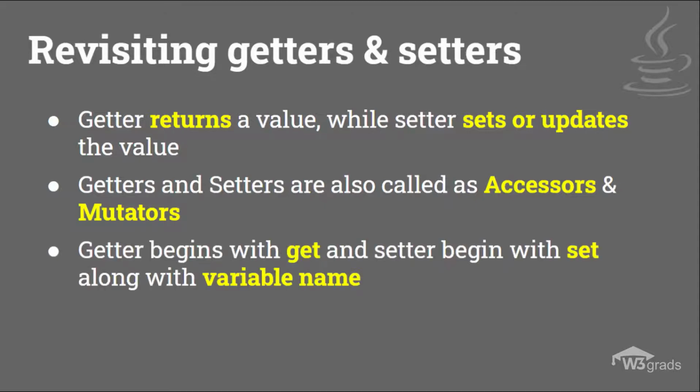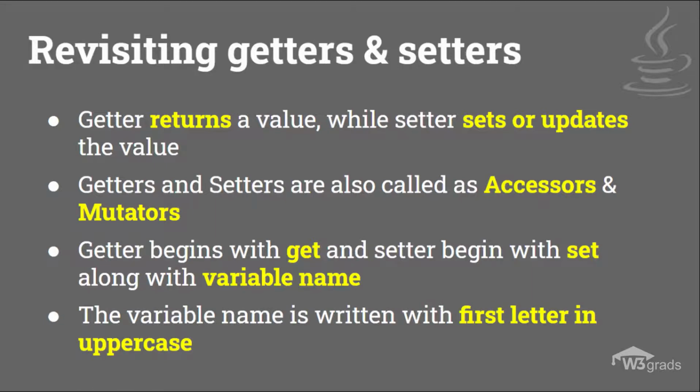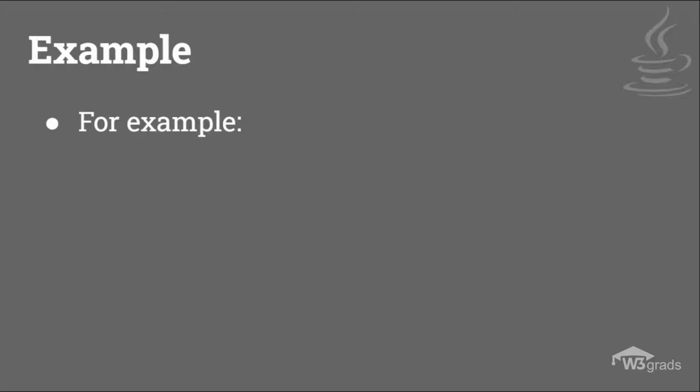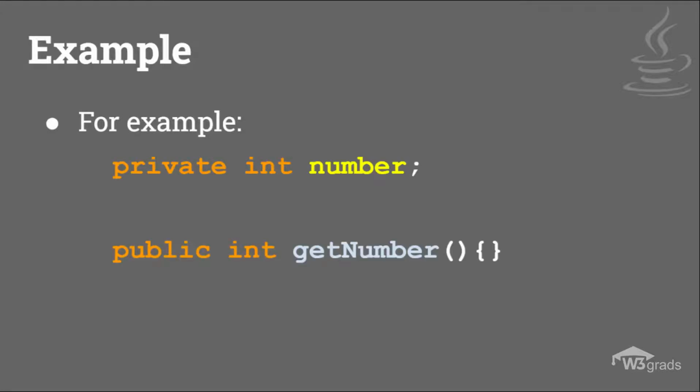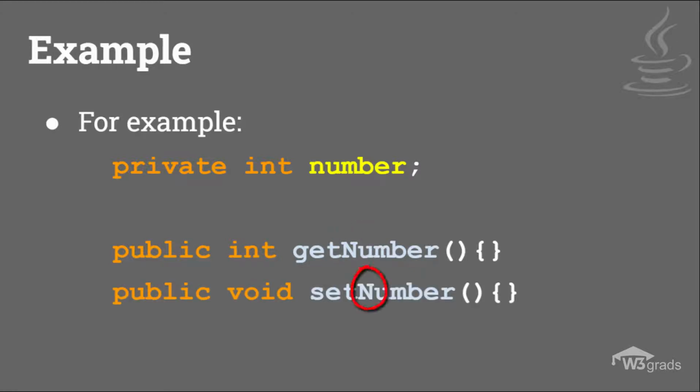By convention, getters start with the word get and setters with the word set, followed by a variable name. Here, an important point to note is that the name of the variable to be written after get or set begins with the first letter in uppercase. For example, if the variable is declared as private int number, then the getter will be public int getNumber with N in uppercase. In the same way, the setter will be declared as public void setNumber with N in uppercase.